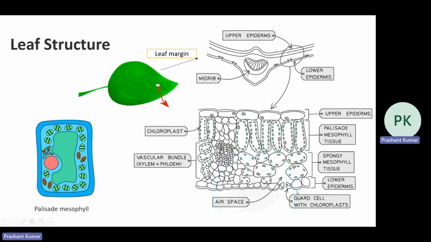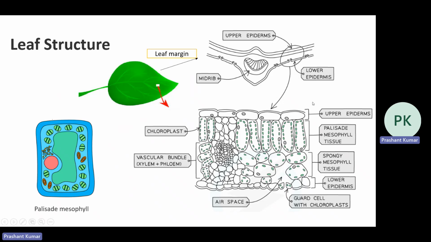How to differentiate guard cells and the lower epidermis? You can see the lower epidermis has no chlorophyll molecule. I mean, there is no chloroplast. There are no green dots, but you can find green, circular, spherical structures in the guard cell. That means they contain chloroplast. They will do photosynthesis, right?